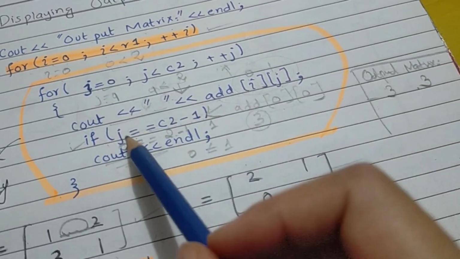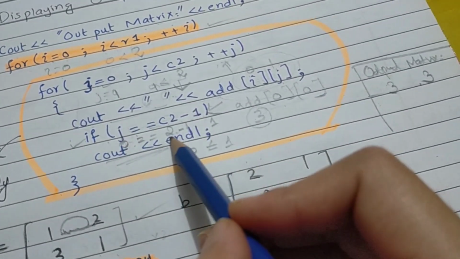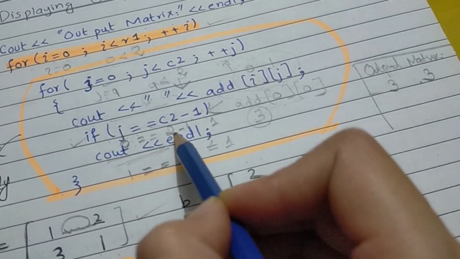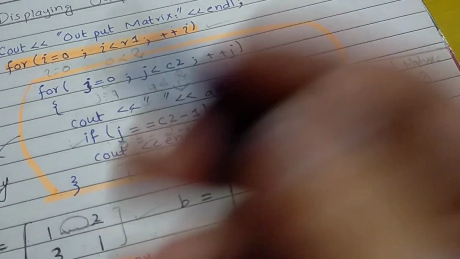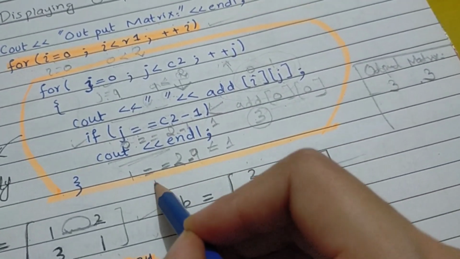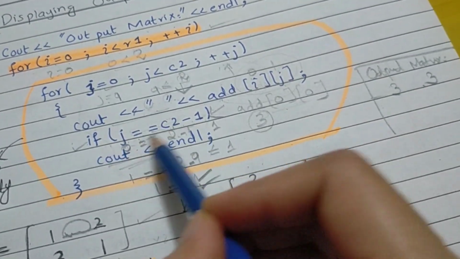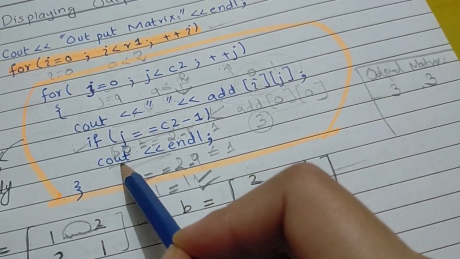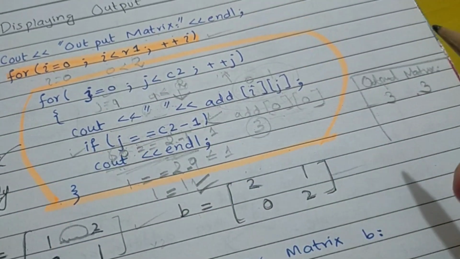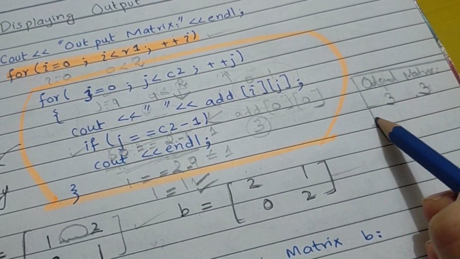Again this statement will be checked: now j is 1, so 1 is equal to 1. Yes, now j is 1. Okay, c2 is equal to 2, we consider it 2, and 2 minus 1 is 1, so 1 is equal to 1. Yes, the condition is true, so now this statement will be executed. And what is the statement? endl, it means move to the next line, like the cursor will be moved to this line. Okay, this line.